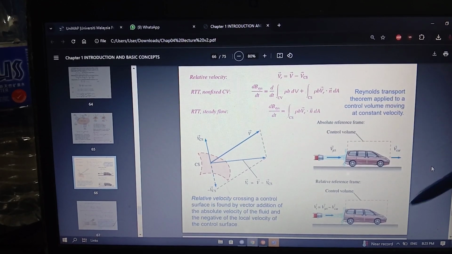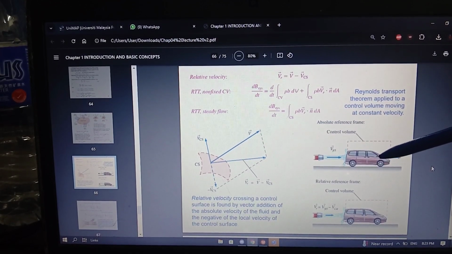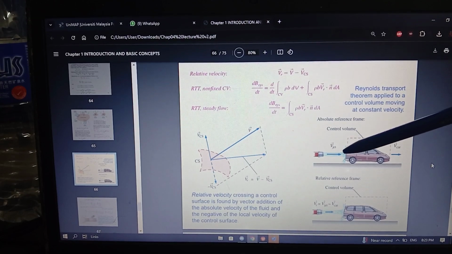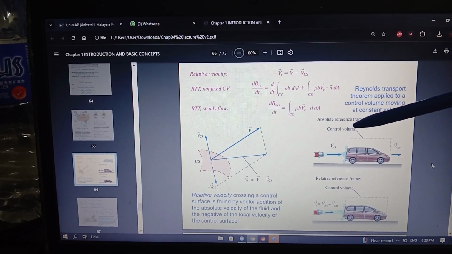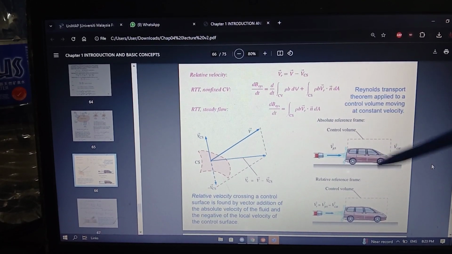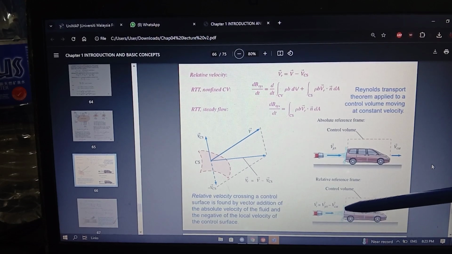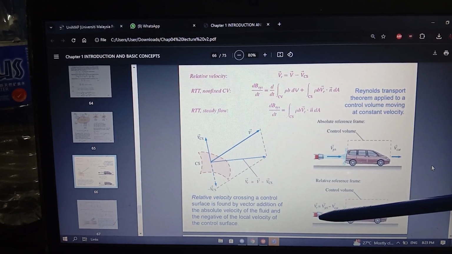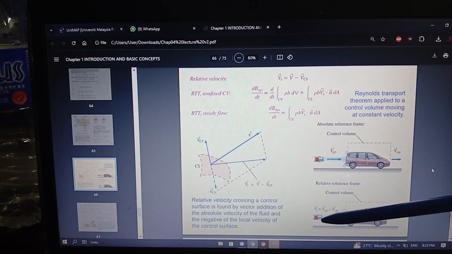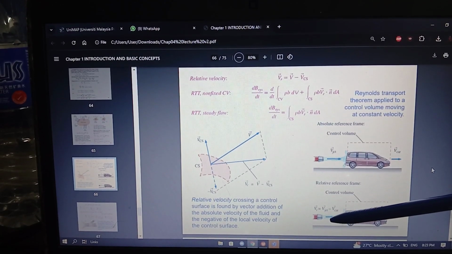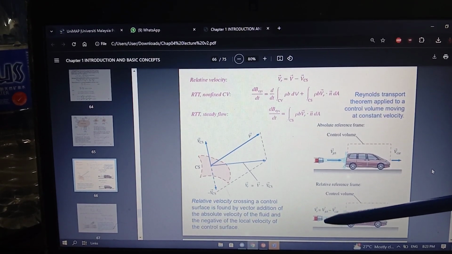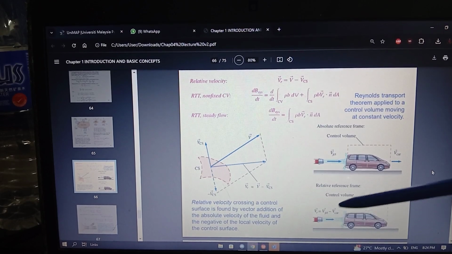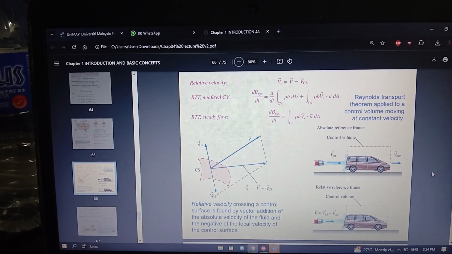As an example here, we can take a car that is pushed by a water jet. So here is the control volume of the car, and to find the control volume, we can make VR equal to V jet minus the velocity of the car.